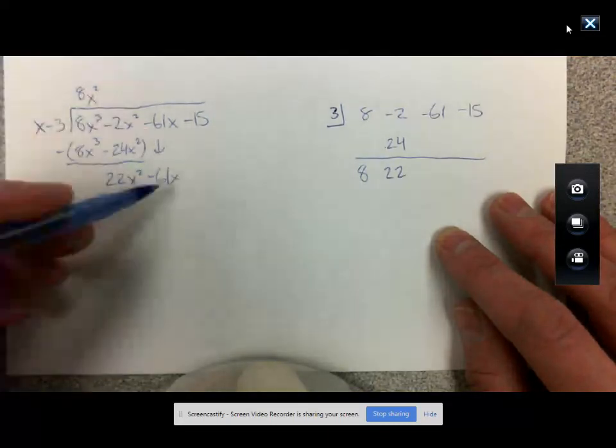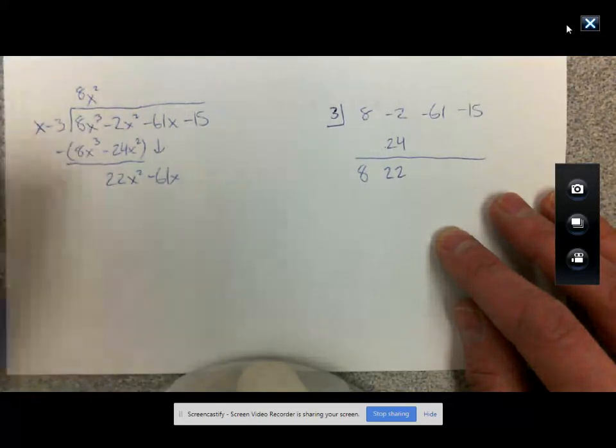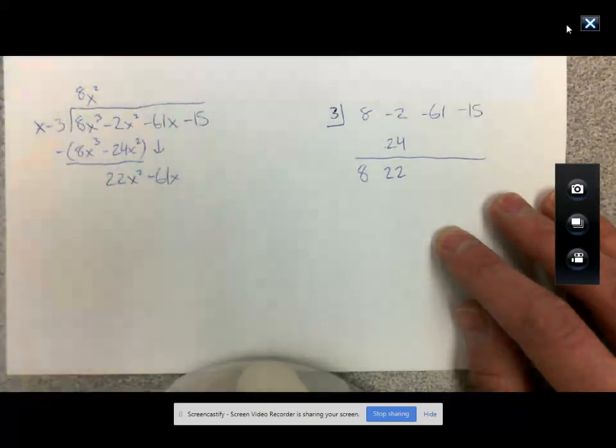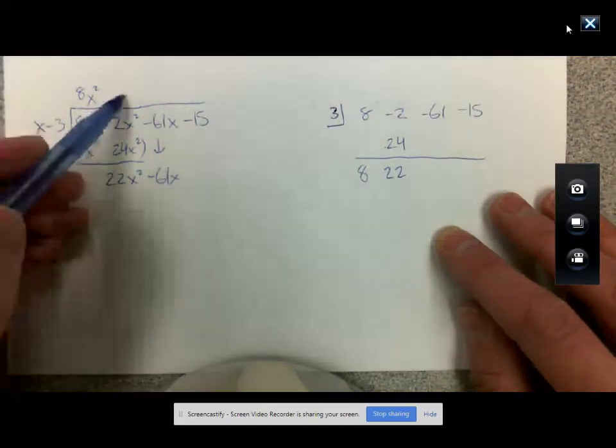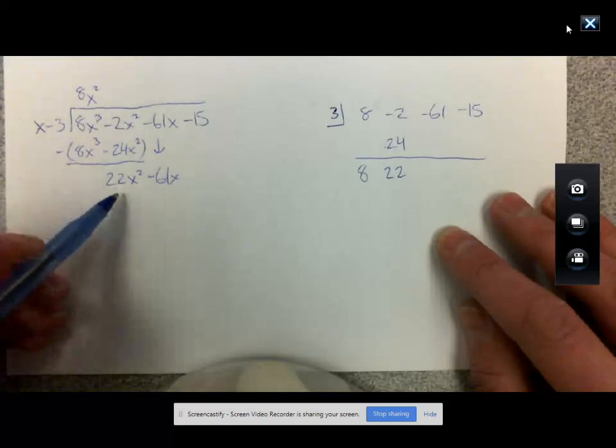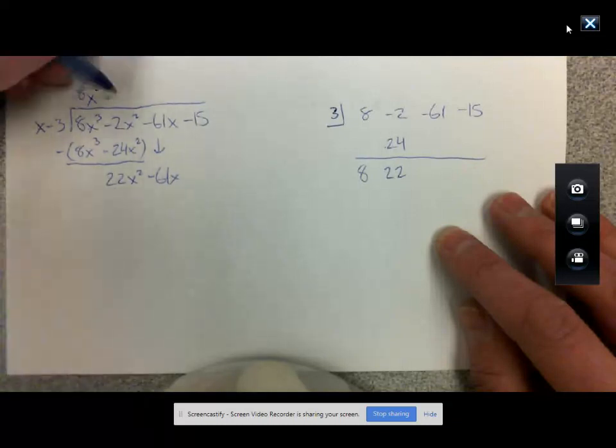They're really coming from this long division. It's just a faster way of doing it. Let's do one more step over here, and then we'll move back over to the synthetic. So I want to know something times x gives me 22x squared plus 22x.